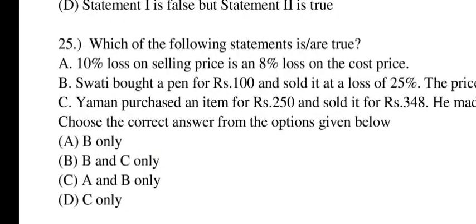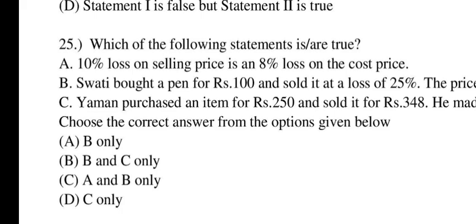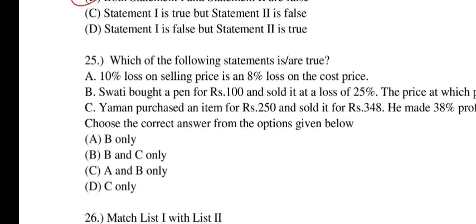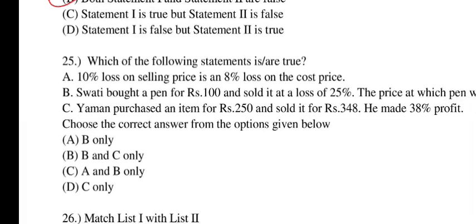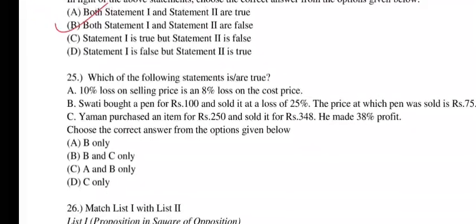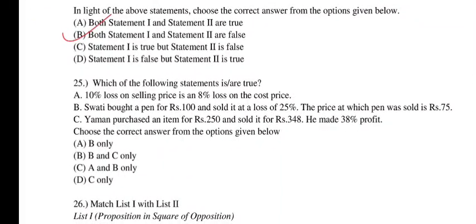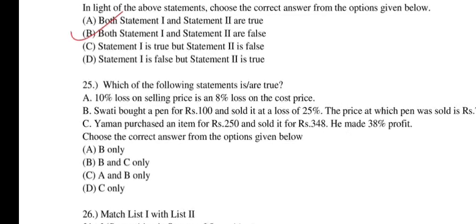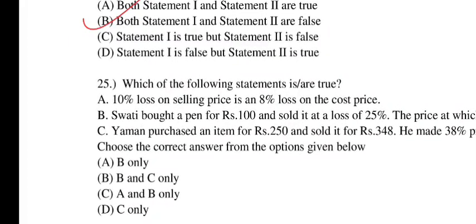Question 25 says, which of the following statements is or are true? A, 10% loss on selling price and 8% loss on the cost price. B says, Swati bought a pen for Rs 100 and sold it at a loss of 25%. The price at which the pen was sold is Rs 75. C says, Yaman purchased an item for Rs 250 and sold it for Rs 348. He made 38% profit. Now choose the correct answer from the options given below. B only, B, C, A, B, C. Question 25, the correct option for this question will be B only.